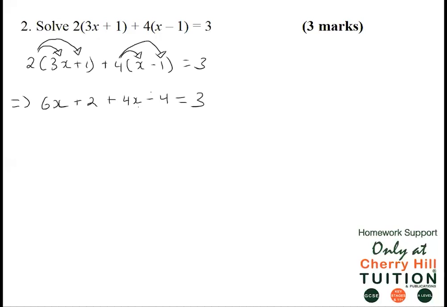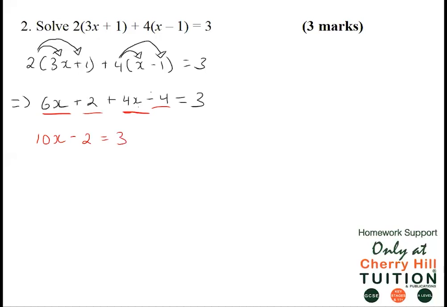Okay? Now we can simplify this even further because we have like terms. We have 6x and 4x, which simplifies to 6x plus 4x, which is 10x. We have plus 2 and minus 4. 2 minus 4 gives us minus 2. And on the right-hand side, we have 3.